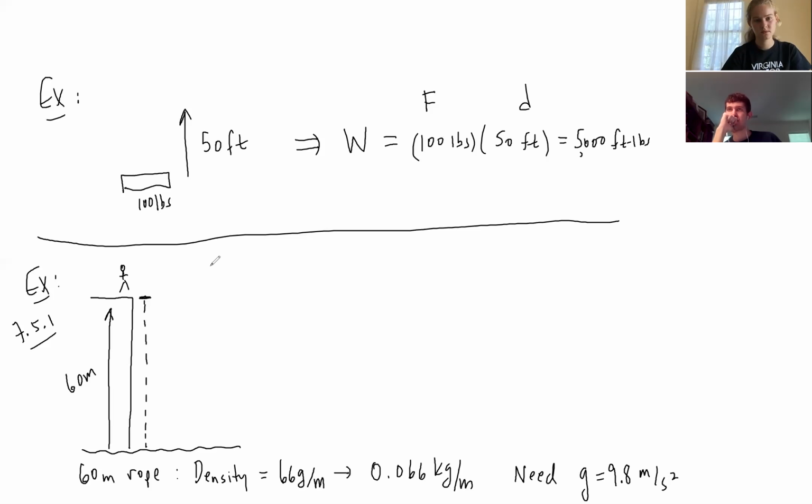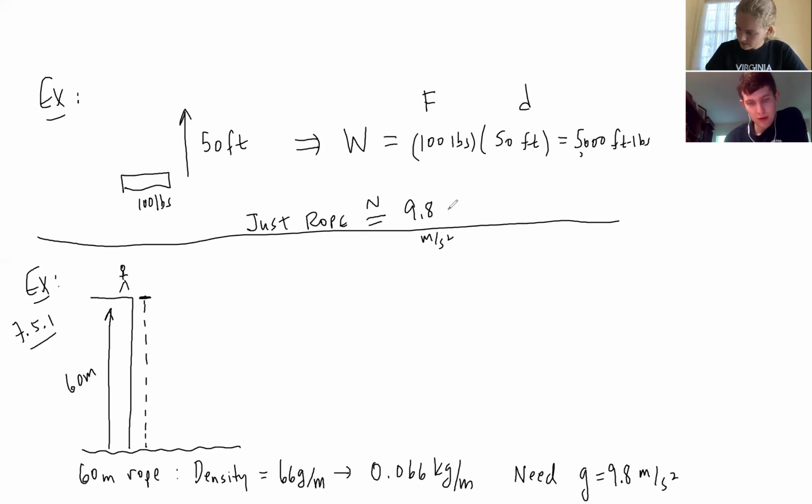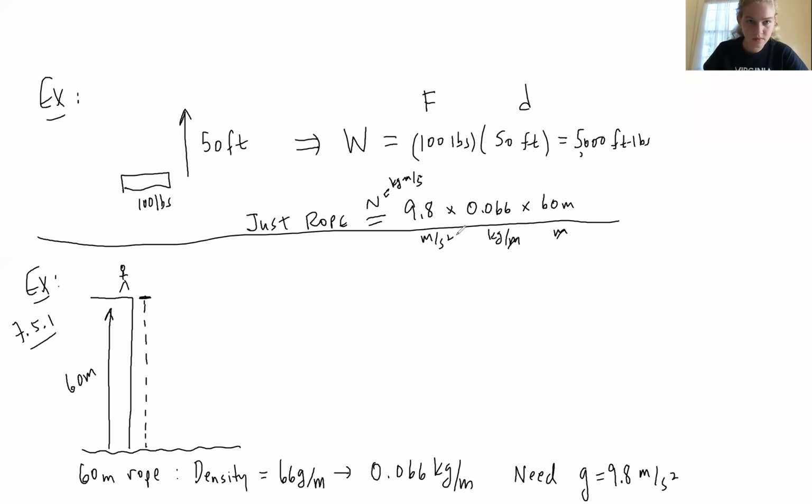If you looked at just the rope itself, forget that it's hanging, forget it's anything. What is the force on the rope in newtons? So in newtons, this would be 9.8 meters per second squared, times the density of the rope, 0.066, measured in kilograms for every meter, and then the length of the rope, which is 60 meters. When you multiply all these things out, one of the meters cancels, and you get kilogram meter per second squared. So that's approximately 38.8 newtons. So the rope itself is that.